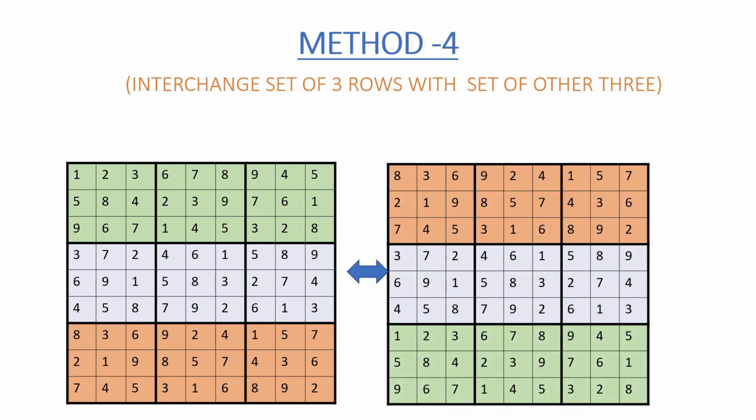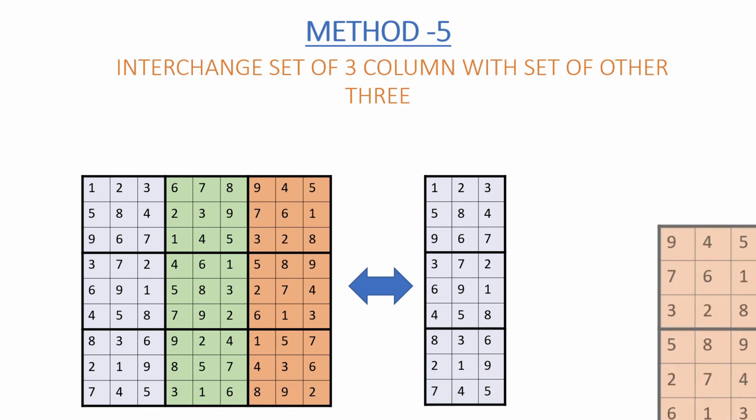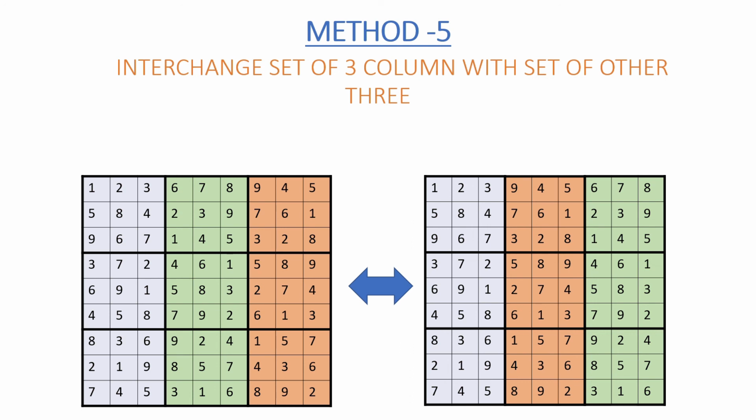For this, we have 3 sets of combinations: rows 1, 2 and 3, rows 4, 5 and 6 and rows 7, 8 and 9. We can interchange these 3 combinations of rows with each other. Method 5. Interchange a set of 3 columns with another set of 3. This is the same as the previous, but in this we are interchanging sets of 3 columns instead of rows.